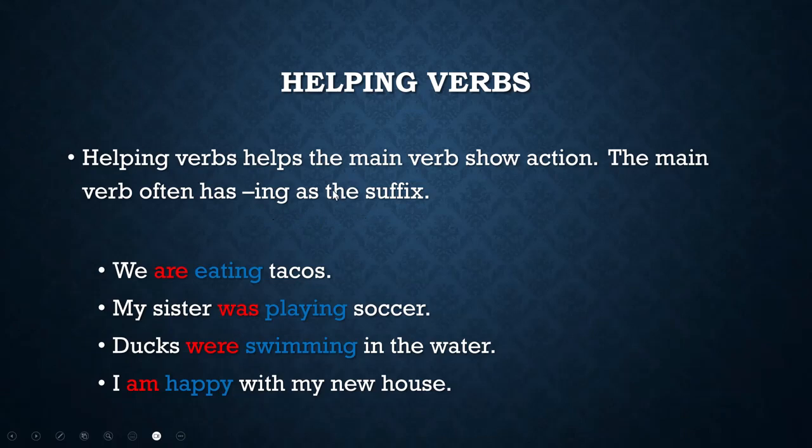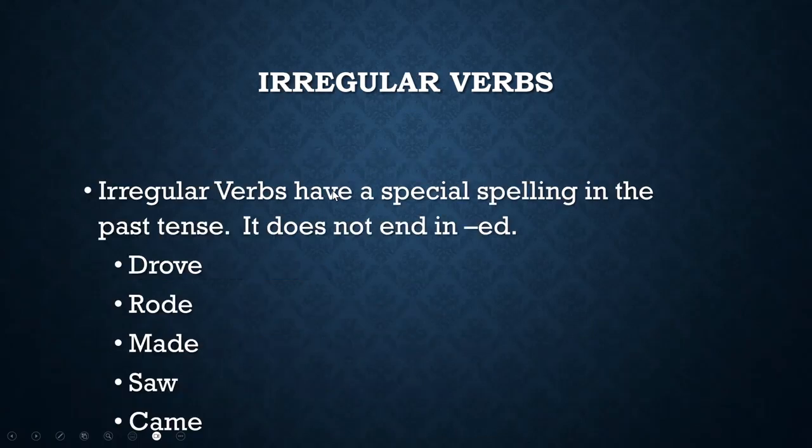All right, irregular verbs have a special spelling in the past tense. It does not end in ed. Drive becomes drove. Ride becomes rode. Make becomes made. See becomes saw. And come becomes came. Those are past tense verbs, but they're irregular past tense verbs, and they do not end in ed.